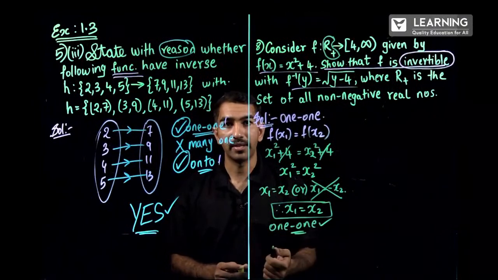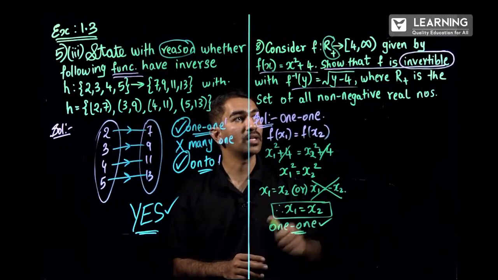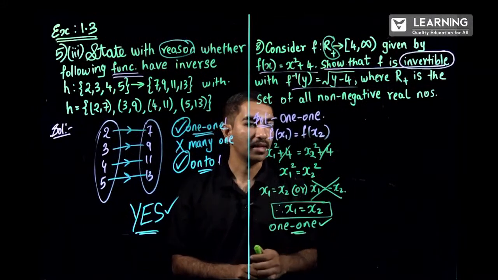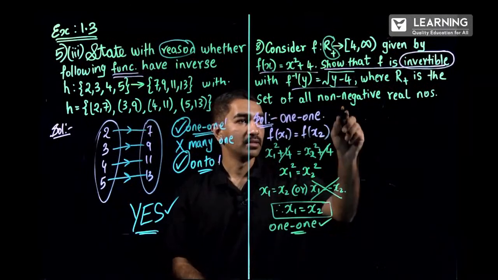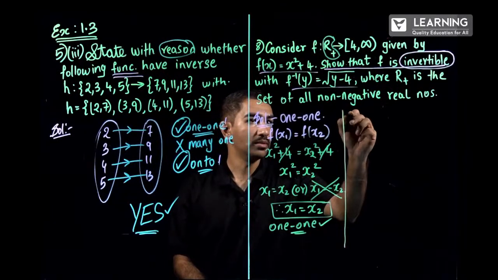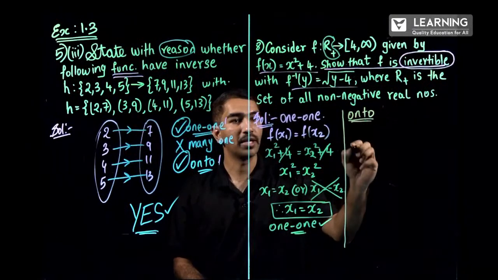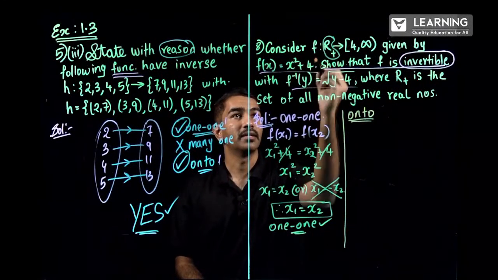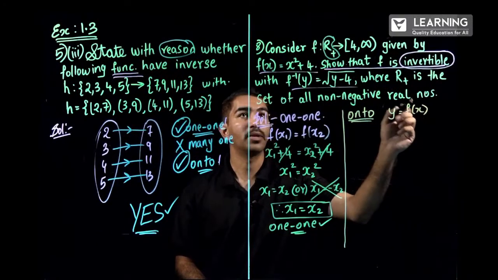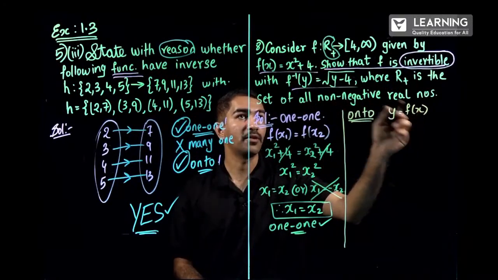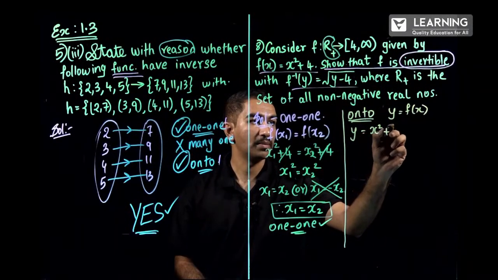So now we'll also check whether onto is satisfying for this. If that satisfies, then it is invertible. Okay, then we can carry on further again. So let's start with onto here. So how do we start with an onto function? y is equal to f of x. So here, if you write y is equal to f of x, what is f of x? x square plus 4. So we'll write y is equal to x square plus 4.